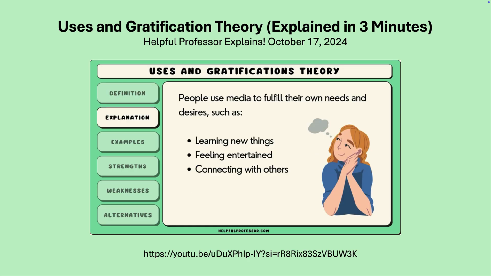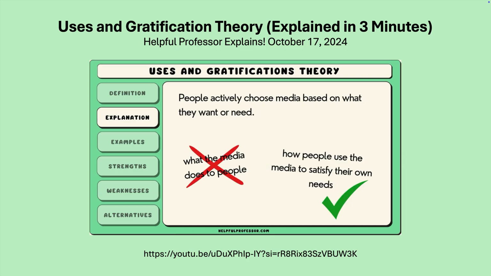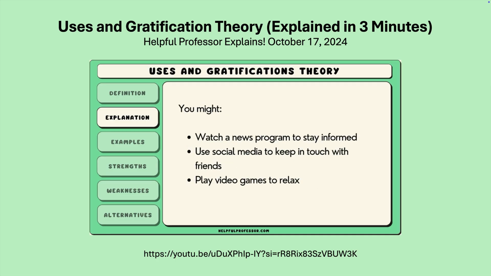It focuses on the idea that people use media to fulfill their own needs and desires, such as learning new things, feeling entertained, or connecting with others. This theory suggests that people actively choose media based on what they want or need. It's not just about what the media does to people, it's more about how people use the media to satisfy their own needs. For example, someone might watch a news program to stay informed, use social media to keep in touch with friends, or play video games to relax.